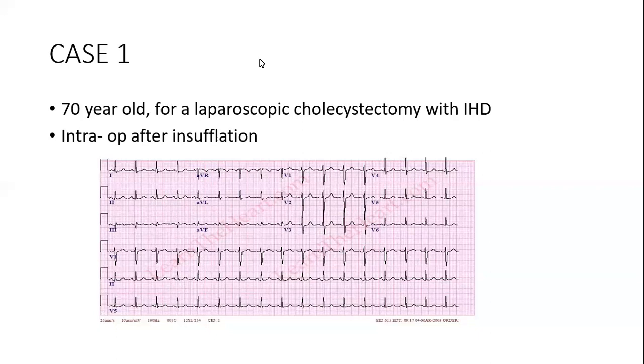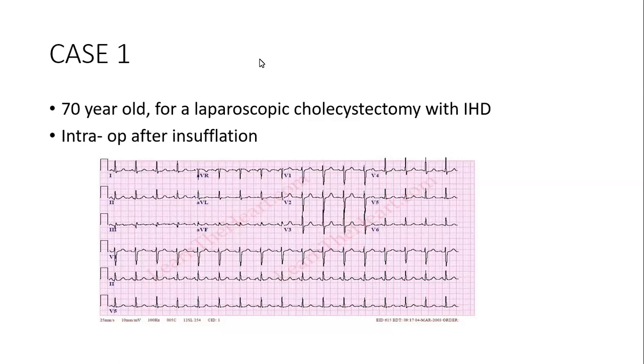Okay, so I'd use the formula 300 divided by the big squares, which is 300 divided by 3. 1, 2, 3. So it's 100. Okay. Is it in sinus rhythm? Yes, it is. It is in sinus rhythm because looking in lead 2, there's a P wave preceding each QRS complex and in all of the leads.